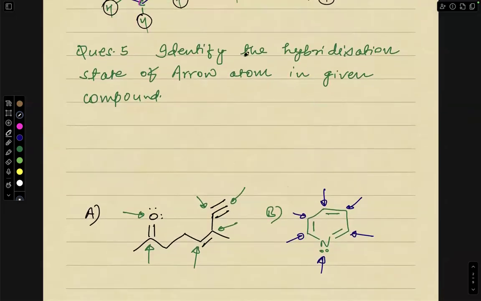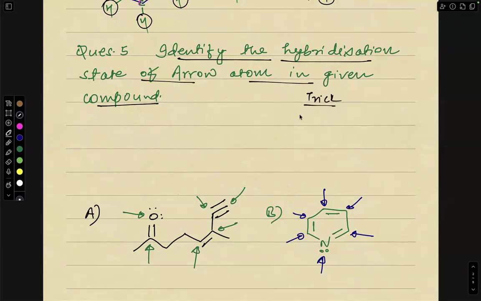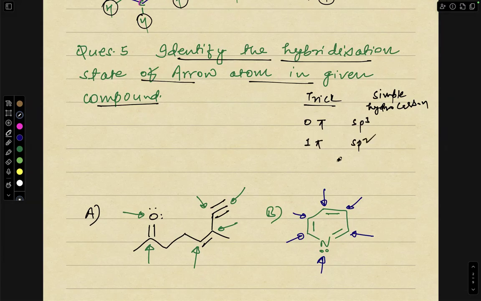Okay, now the next question is identify the hybridization state of atoms in the given compound. So I would like to tell you a trick. In case of simple hydrocarbon, hydrocarbon means carbon and hydrogen containing compound. Simple means it could be a single bond, double bond, and triple bond. So whenever pi bond is 0, it would be sp3. Whenever we have 1 pi bond, it would be sp2. And whenever we have 2 pi, that would be sp.